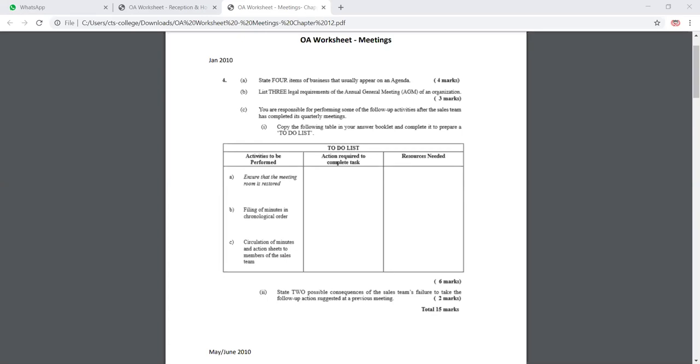I just gave you the answer. Chronological means it have to be in a certain order. And I'm telling you that they can either file it, depending on how often they have meetings, they can either file it according to months, or they can file it according to date in a particular order, right? So what action is required to complete the task?